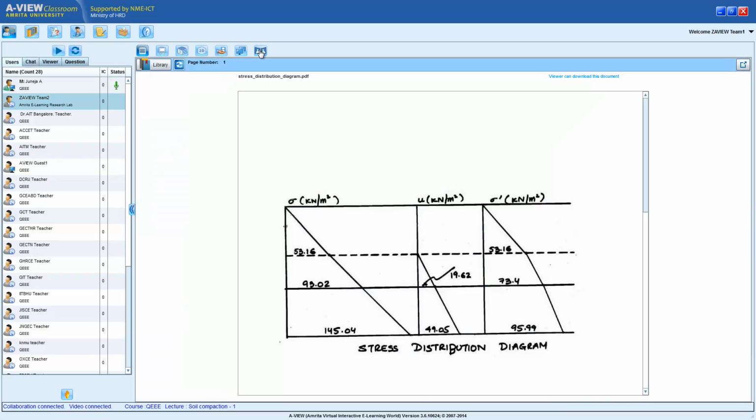Let me just put it in English. A change in groundwater table above the surface would not result in change in effective stress.